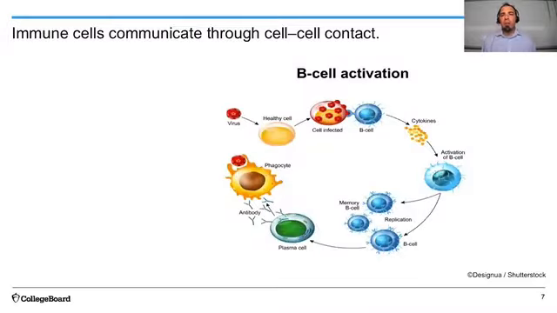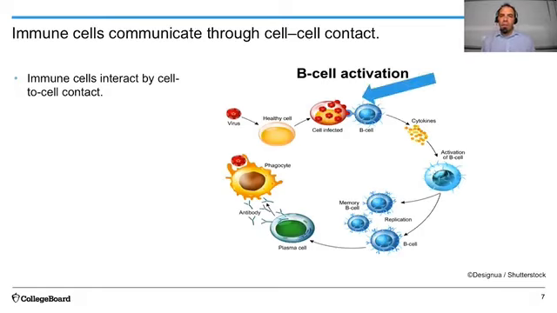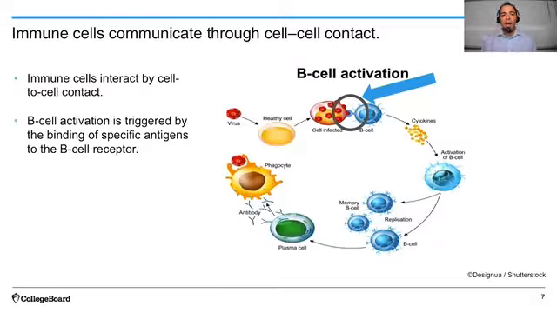Immune cells communicate through cell-to-cell contact. This is B cell activation. If we look where that arrow just popped up, there's a cell that's infected. It has these little red structures on its surface. We'll call those antigens. And there's our B cell. If you notice, the B cell has a structure that matches that antigen right there. B cell activation is triggered by the binding of a specific antigen to the B cell receptor. So they fit together. And as you can see, when they fit together, if you follow my arrows around, that B cell will then cause the release of another chemical and so on and so forth. But the key there is cell-to-cell contact. They have to match up.